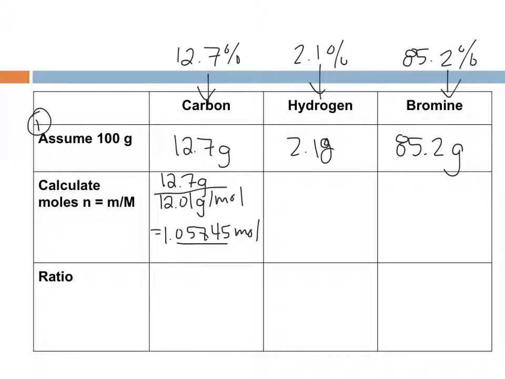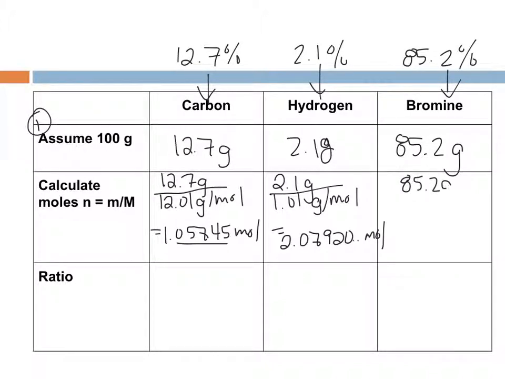So let's continue. Hydrogen, 2.1 grams, divided by the molar mass of hydrogen, which is 1.01 grams per mole. That gives us 2.07920, number keeps going on, moles. Finally, the last one, we got 85.2 grams of bromine. Each mole of bromine is 79.90 grams per mole. So that gives us 1.06633 moles of bromine.